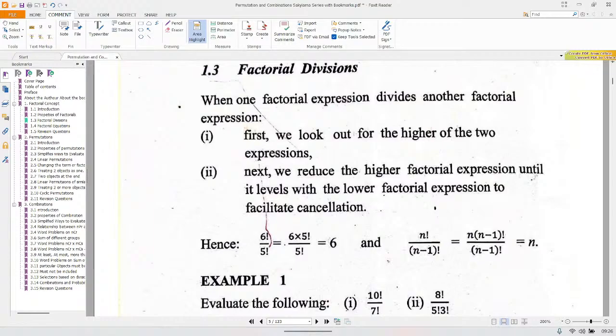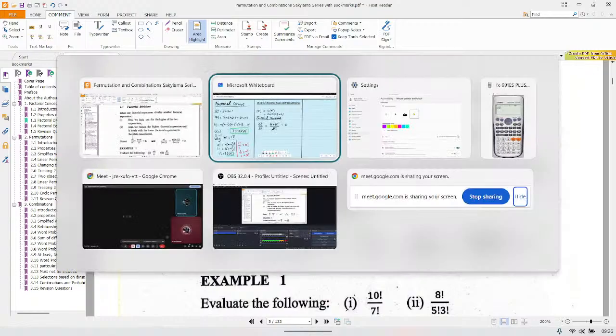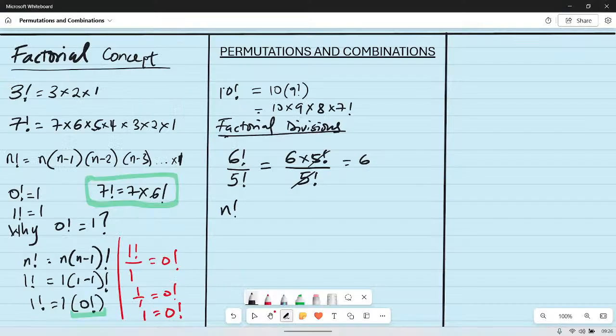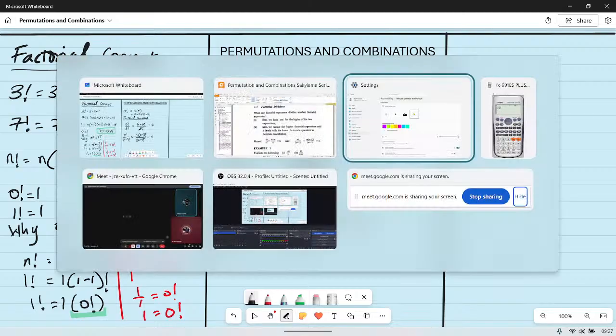Now let's look at something. n factorial over (n minus 1) factorial. n factorial over (n minus 1) factorial. What happened? I can break the n factorial down as n times (n minus 1) factorial all over (n minus 1) factorial. Because the one at the top is bigger than the one below, right? So this and this cancel, and the answer becomes n. Okay, let's see.